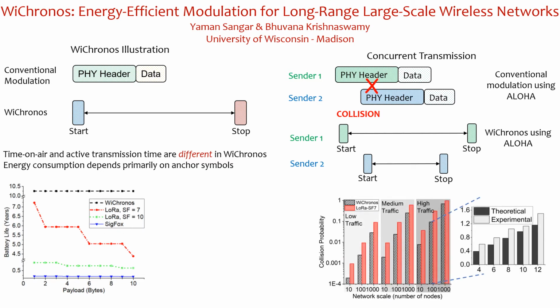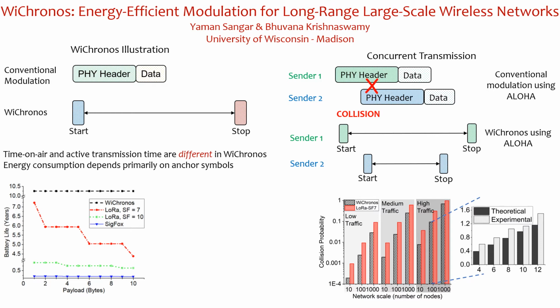reduces collisions. This is a plot of the collision probability of LoRa versus WiChronos for various network scales under various traffic loads. Due to hardware limitations, we could only conduct experiments for 12 transmitters, but on average, the theoretical collision rate is 75% of the experimental rate.